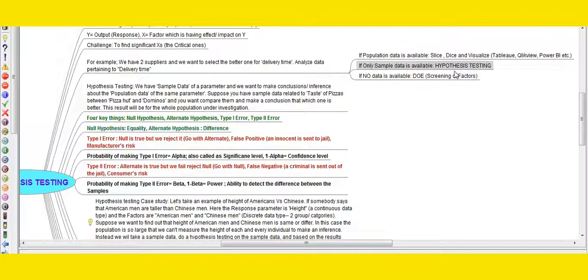Suppose we have no data, there is no data available on the X factors. So we don't know which are the X factors and what is the data related to those factors, neither sample data nor population data. We just know that there are certain factors which may impact my Y measure.